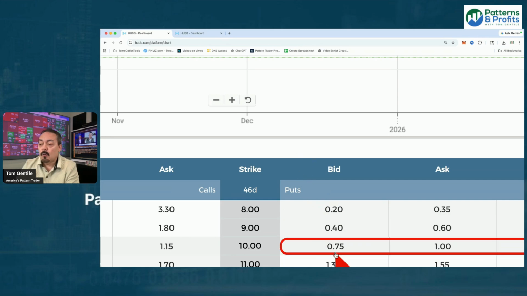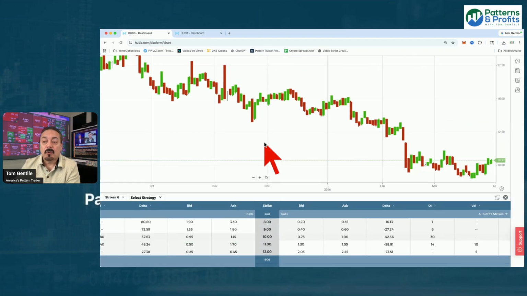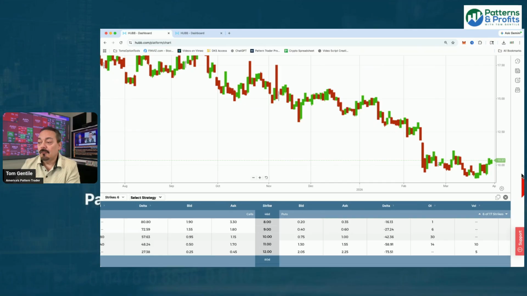Okay, so you might think, wow, that's cheap. But I mean, $1 represents roughly 10% of the price of the stock. So it would need to move at least 10% for you to break even, right? So this is the first thing I'm looking at.